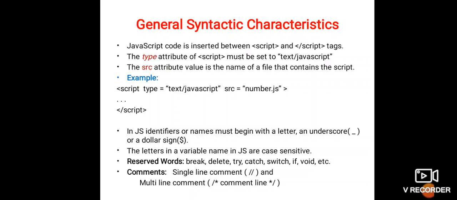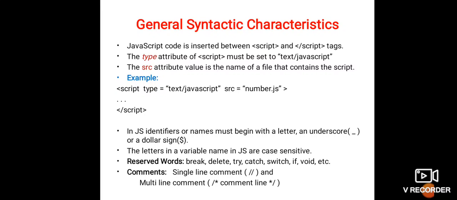JavaScript code can be written in a script tag. In between the script tag we are going to write the JavaScript. Within the script tag we are going to use two attributes: one is the type attribute and another is the src attribute. The type attribute of a script tag must be set to text/javascript, because here we are going to include only text.